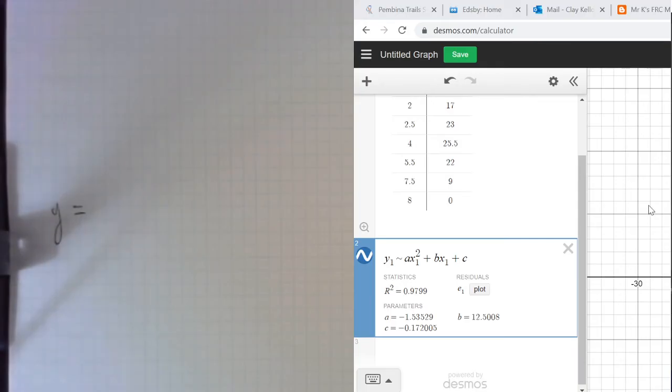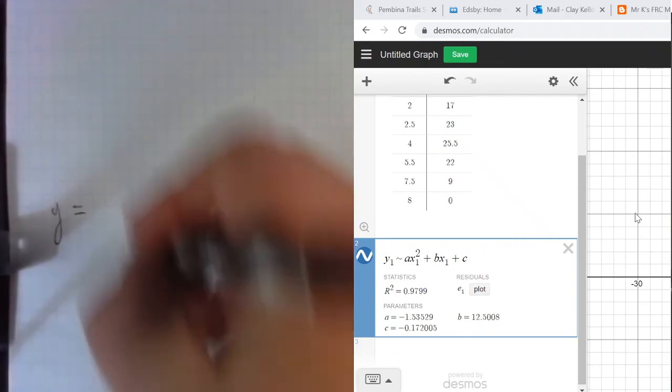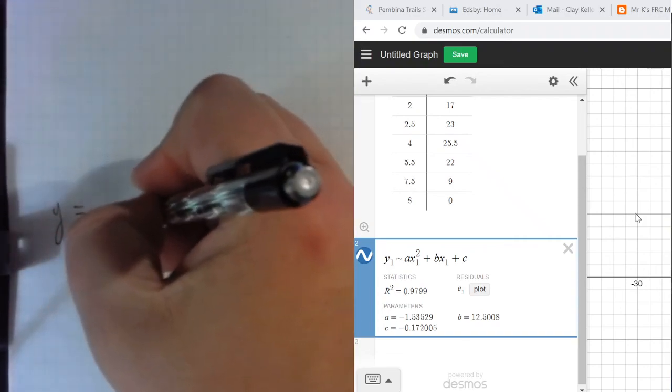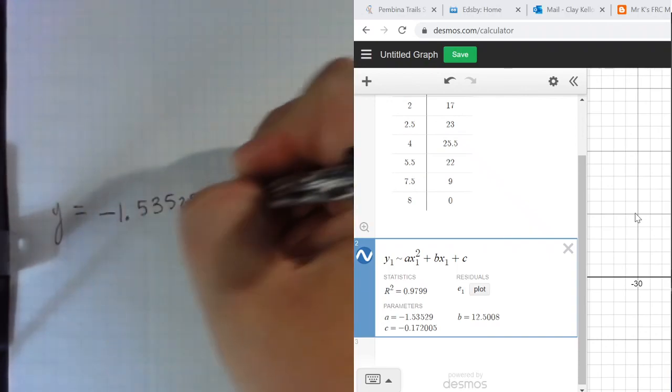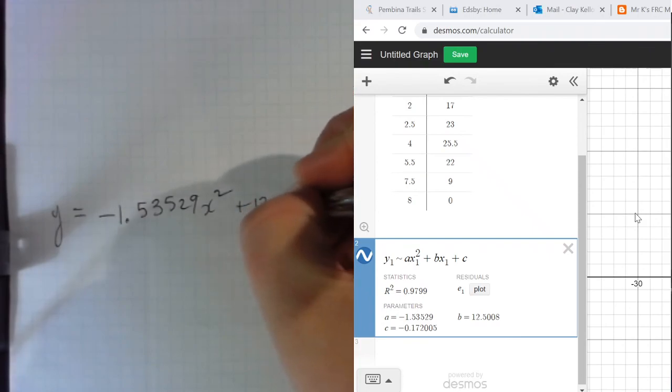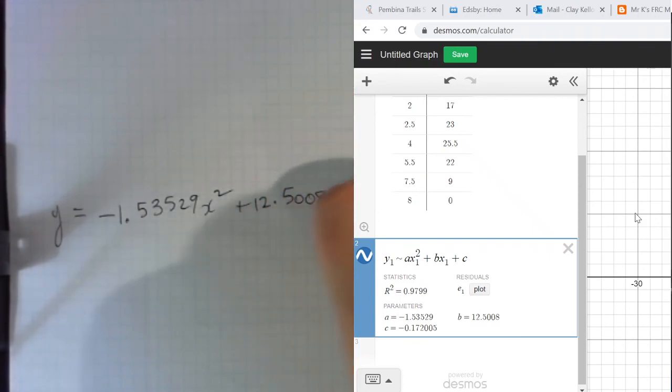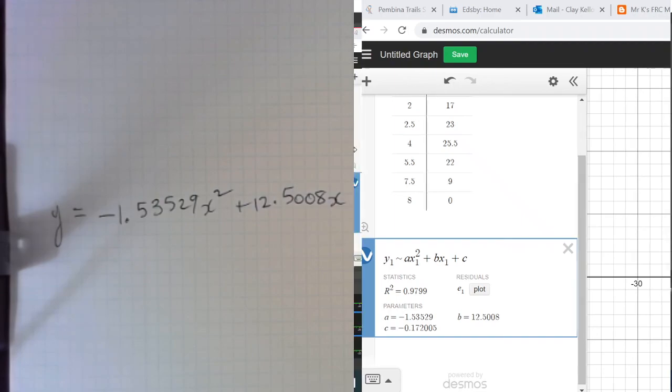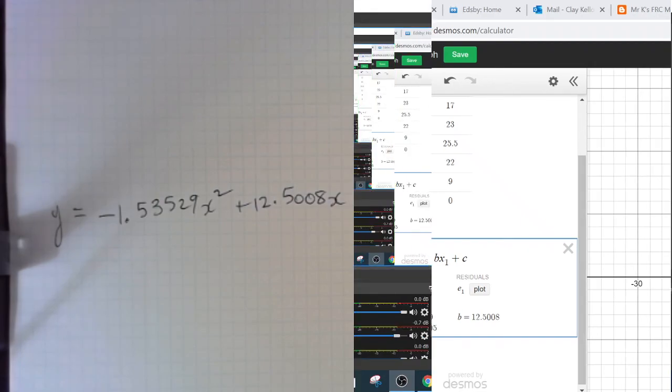Okay, here we go. So that's going to be y equals, and so my a value, that's negative 1.53529x squared, and my b value is 12.5008, and my c value is negative 0.172005. Now that is, look at that, I don't even have enough room for this parabola. Let me see if I can make more room here. There we go, and then go back to this guy.